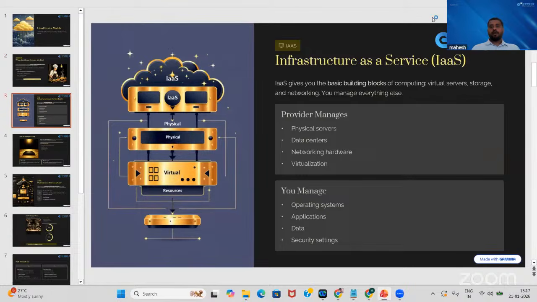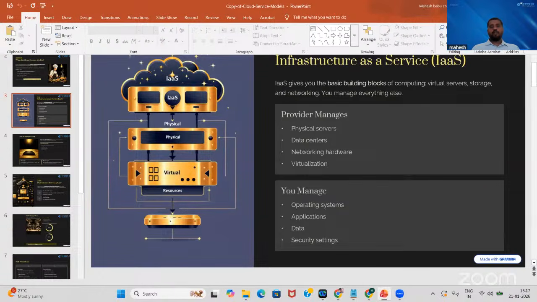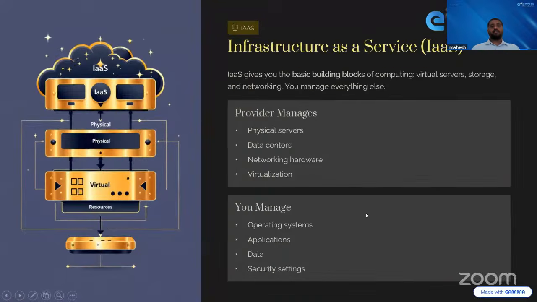Here we have infrastructure as a service, as I said very clearly. In infrastructure as a service, the entire infrastructure is provided by the cloud provider. The customer takes care of everything except the infrastructure. So there is a question: who will be providing the infrastructure? Obviously, the cloud provider. That is what is mentioned here. You manage operating systems for your company, for your applications, the data, and security settings.